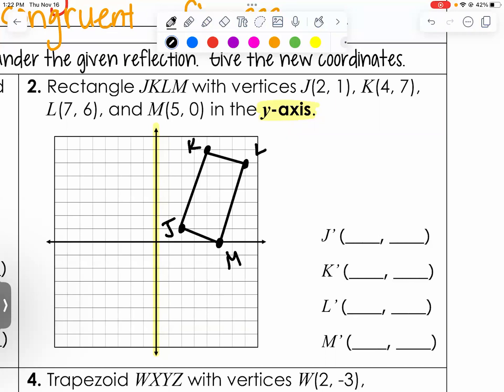Quadrant 2. It's in quadrant 1. It's going to flip over to quadrant 2. This is 1. Here's 2. All right.